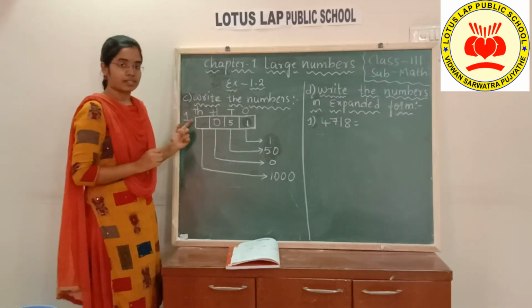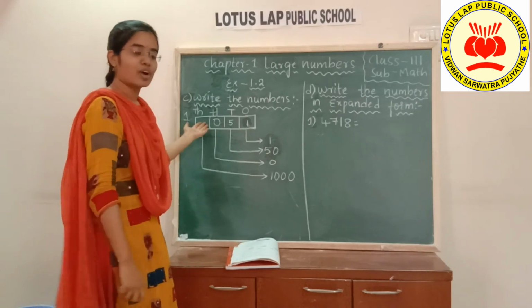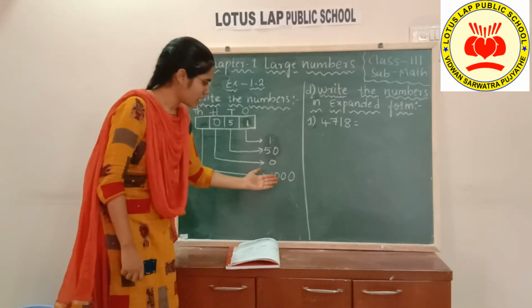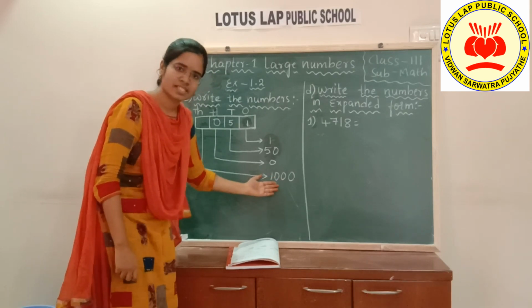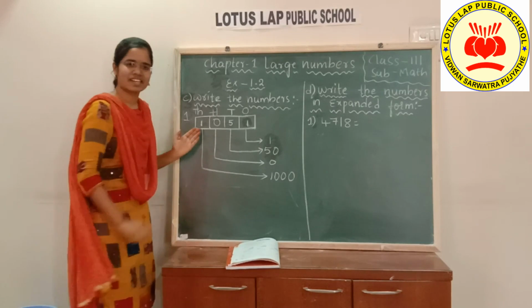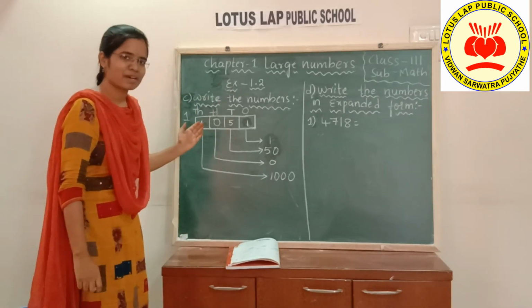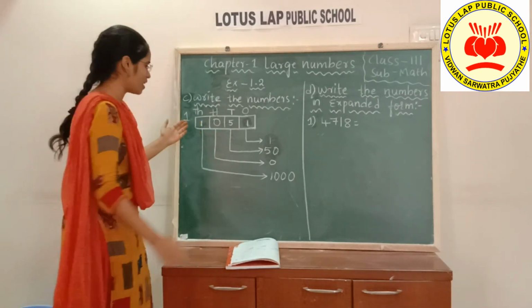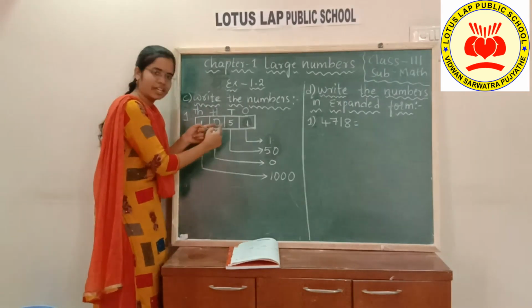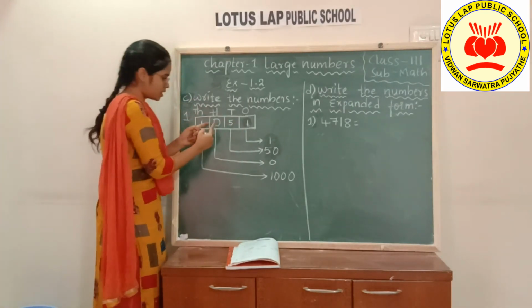Next, 1000. In thousands place, what we need to write? What is that number? What is the value? Yes. 1000. 1000 means, so we need to write here 1. Very good, children. Shall we read the number? What is the number? What we have got? Yes, 1051. See, here 0 is there.